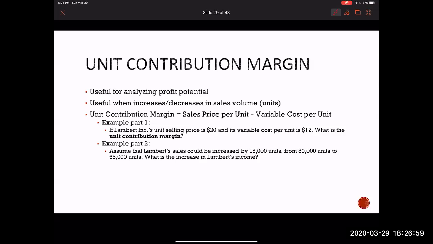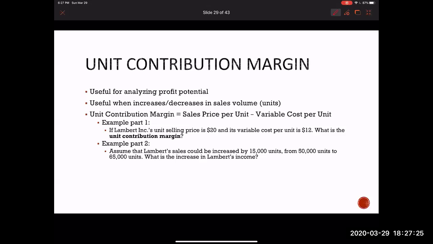So unit contribution margin is useful for analyzing profit potential. The unit contribution margin is most useful when the increase or decrease in sales volume is measured in sales unit or quantity. So we're trying to see, if I was to increase or decrease my sales units, how would that affect my potential profit? So that's what we're looking at.